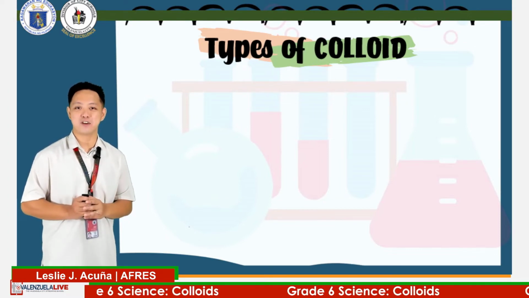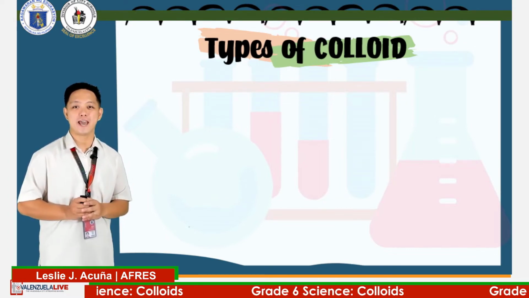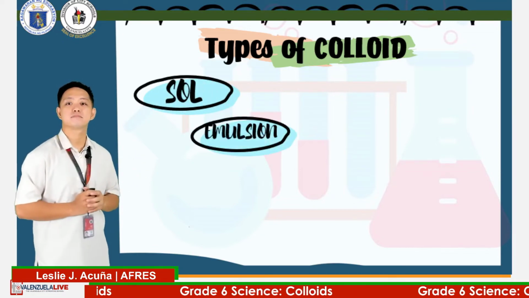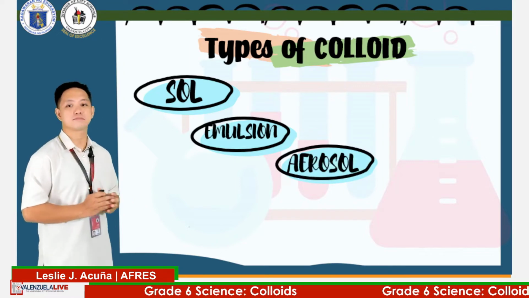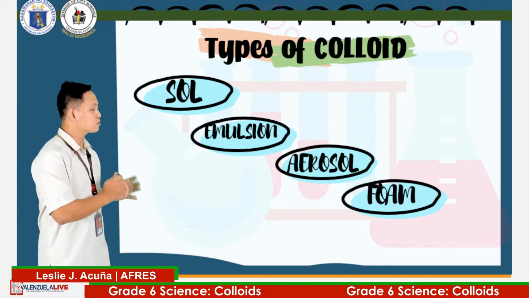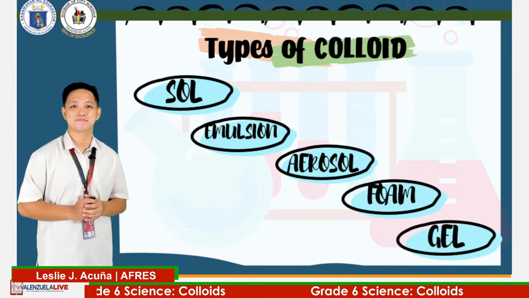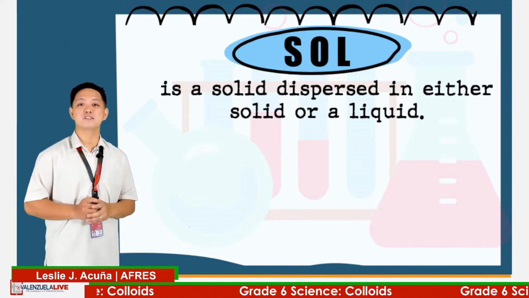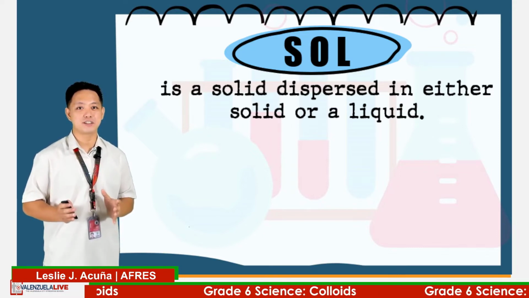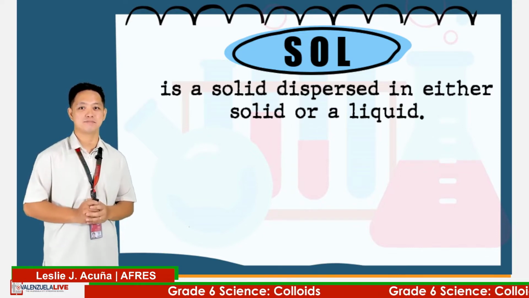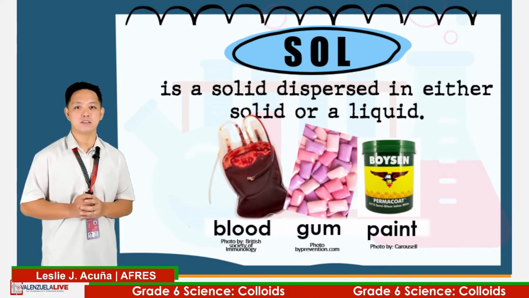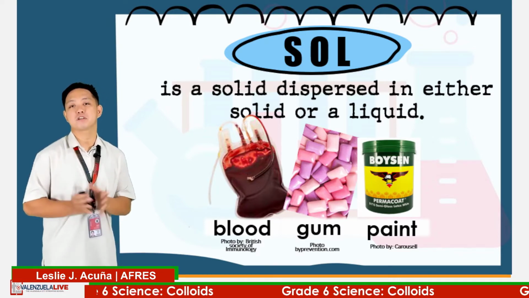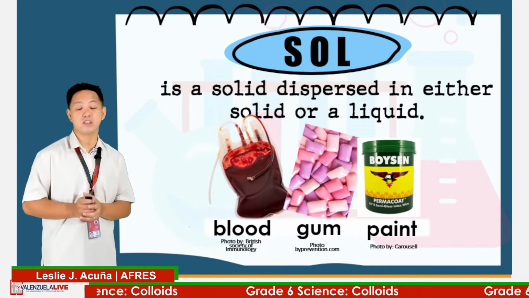Colloids has 5 types. We have sol, emulsion, aerosols, foams, and gels. In sol, it is a solid dispersed in either solid or a liquid. Examples of it are blood, paints, gum, and muddy water.